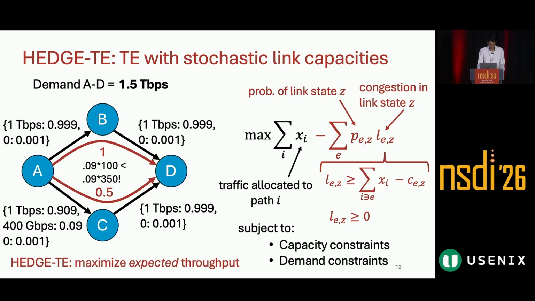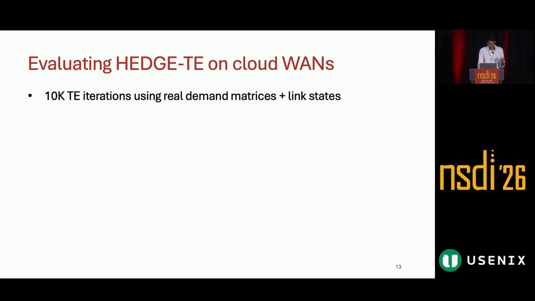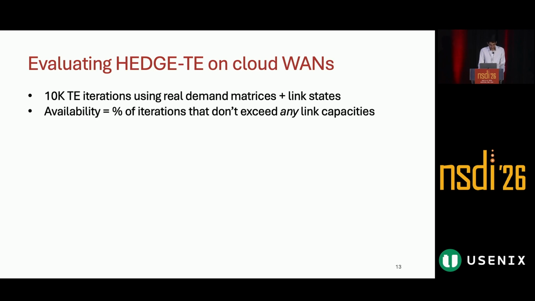below the provisioned capacity. And so I'll very briefly talk about how we evaluated HEDGE across several cloud and ISP WAN topologies using 10,000 TE iterations with real demand matrices and link states. And we define this key metric of availability, which is the percent of these iterations where we don't exceed any link capacities. And this is important because it says how resilient our scheme is to overcongesting the network.